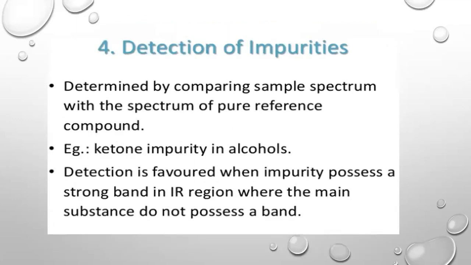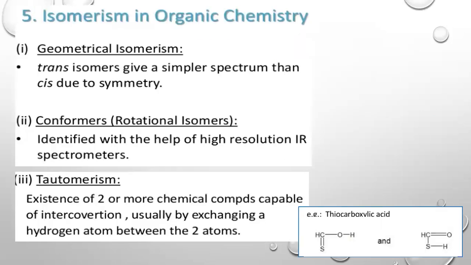It is also helpful in the detection of impurities. It can be determined by comparing the sample spectrum with the spectrum of a pure reference compound, or by comparing a laboratory synthesized compound with the pure compound. Detection is favored when the impurity possesses a strong band in the IR region where the main substance does not.